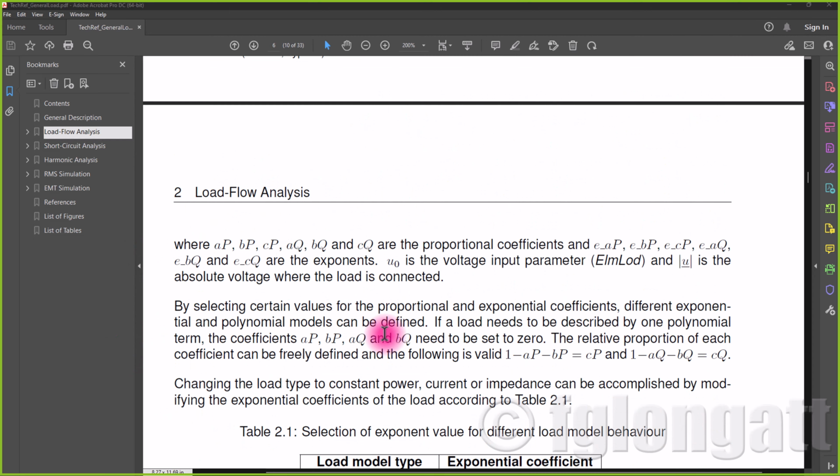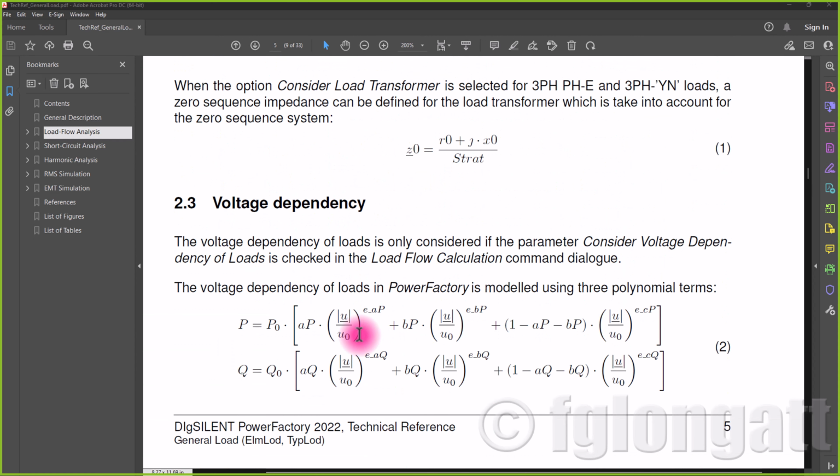Now, let me tell you the following. Let me go here. I believe you can see that if this exponent over here is 0, and this one is 0, and this one is 0, well, something good happened, because any number raised to the exponent 0 is 1.